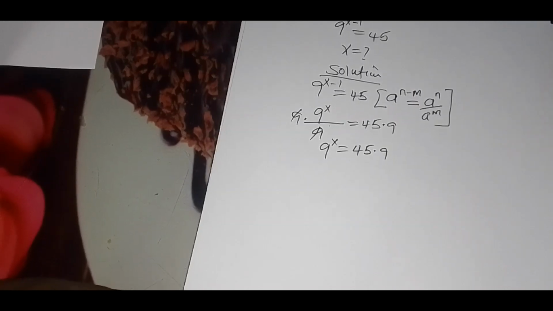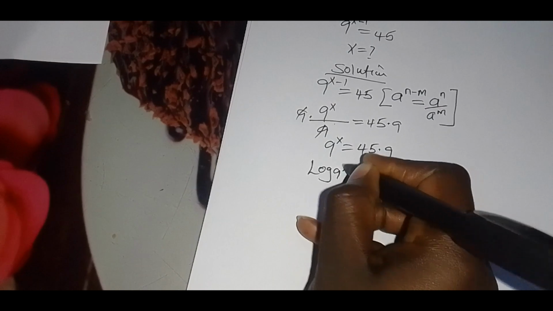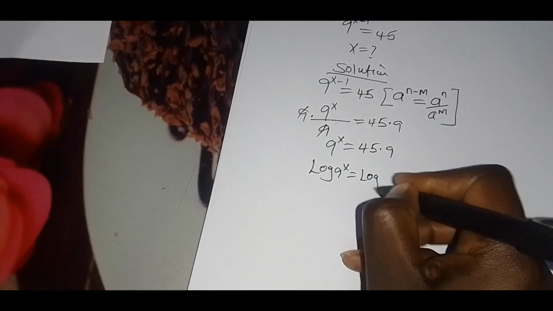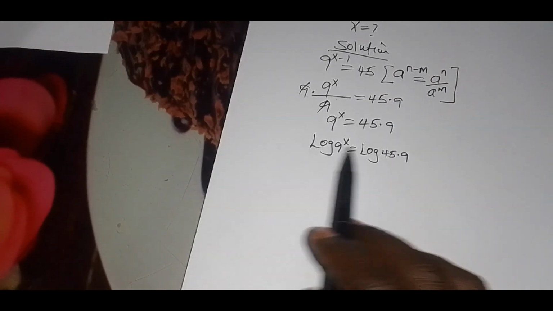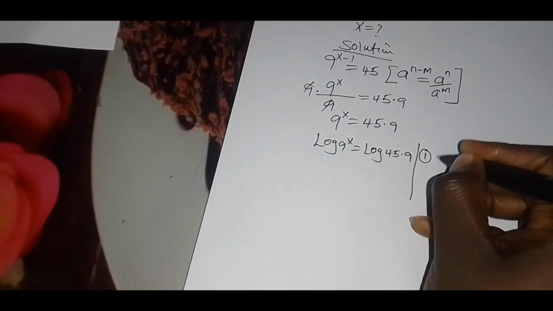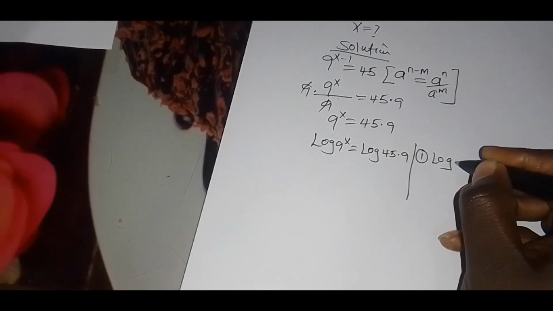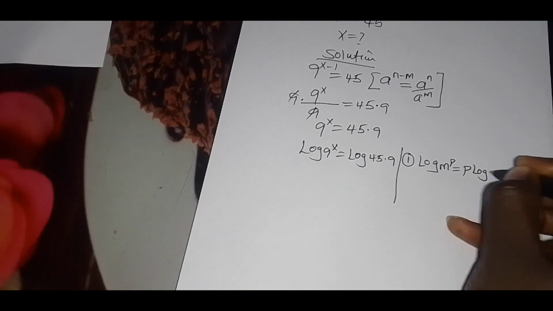Okay. So to solve this, we introduce the natural logarithm. We'll have log 9 raised to power x. This is log 45 multiplying by 9. Okay. So to solve for this, we introduce logarithm identity. If you have log m raised to power p, this can be expressed as p log m.